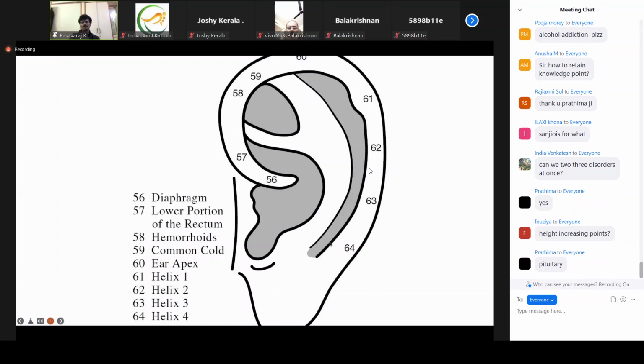Opposite to that, 64. 64 will reduce the sexual desire. 56 is increasing the sexual desire, and 60 you are using as an anti-allergic point, and 59 we are using for common cold and cough. And in between 60 and 59, there's an omega 2 point, which is used as a pain relieving point.